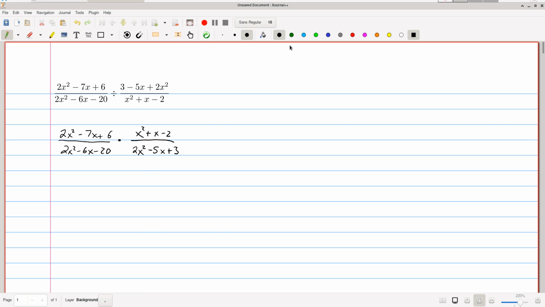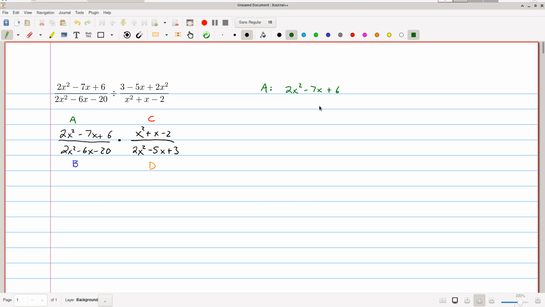So now when it comes to factor these, we're going to do this in 4 parts because we've got 4 separate polynomials to factor. So for starters, this top left, we've got 2x squared minus 7x plus 6. The first thing we always look for is a common factor, but I see that there isn't one here.